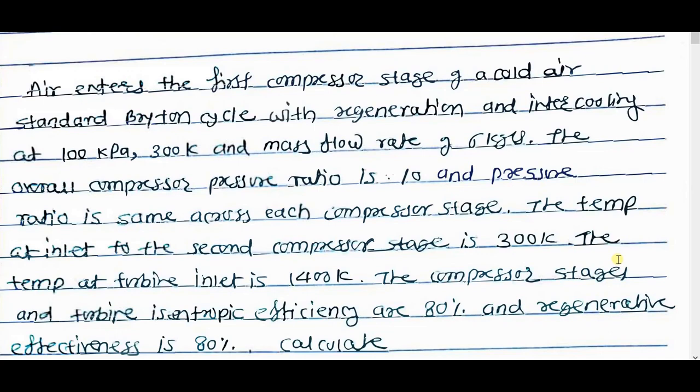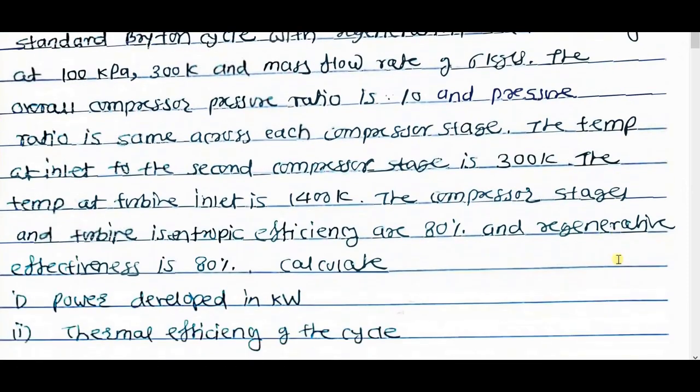The temperature at the inlet to the second compressor stage is 300 Kelvin. The temperature at the turbine inlet is 1400 Kelvin. The compressor stages and turbine isentropic efficiency are 80% and regenerative effectiveness is 80%. So calculate power developed in kilowatt and thermal efficiency of the cycle.